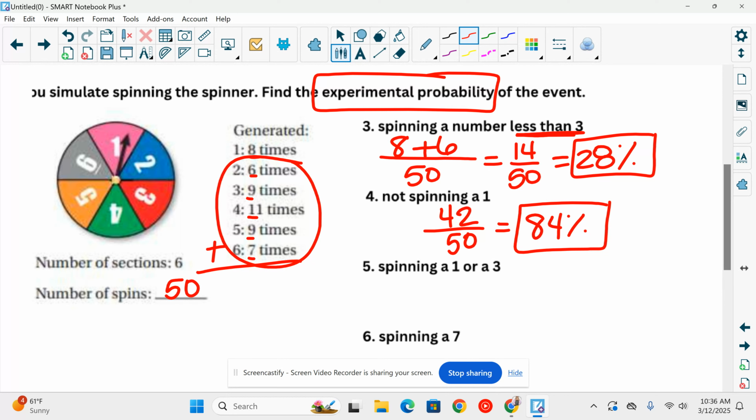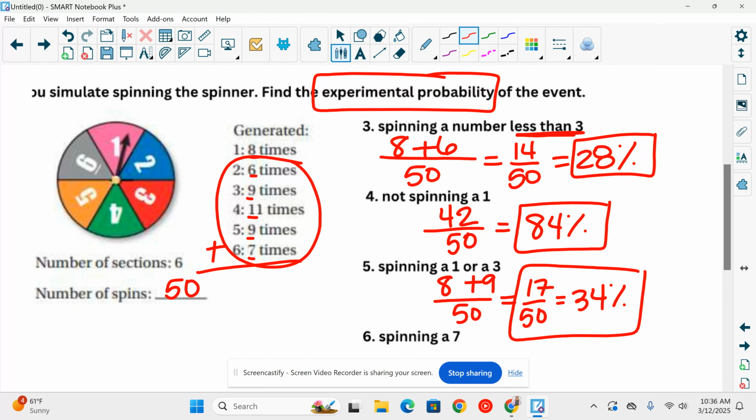Alright, so if I'm spinning a 1 or a 3, how many times do I spin a 1? 8. How many times do I spin a 3? 9 out of 50. So that gives me 17 out of 50. 34%. Either one of those would be correct.